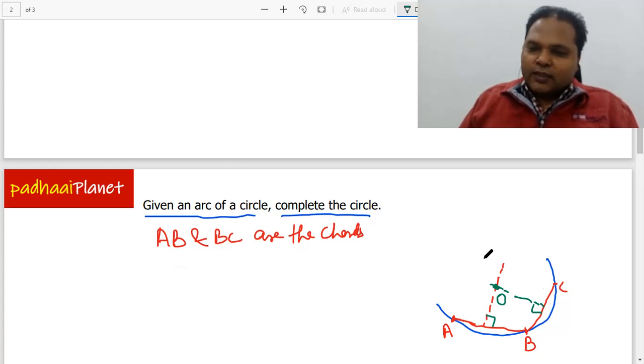And once we know the center of the circle, considering this as the center, we can simply complete the circle. Okay. So this is how we do it. If we have any arc, then this is how we can complete the circle.